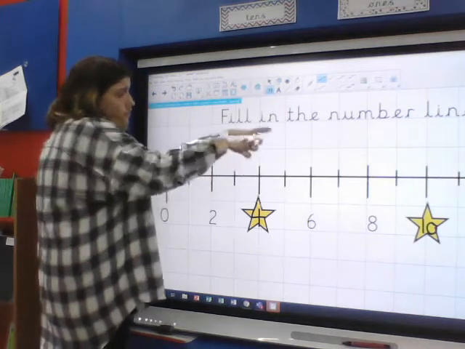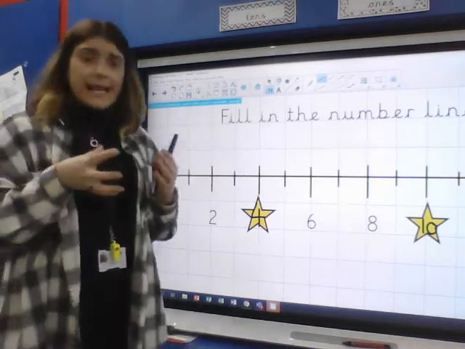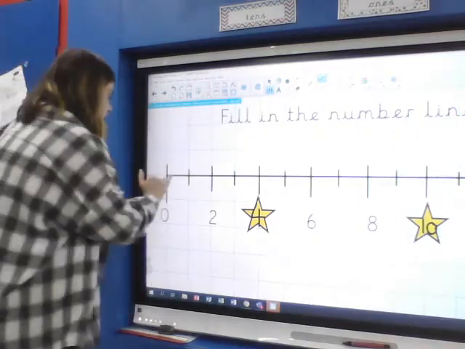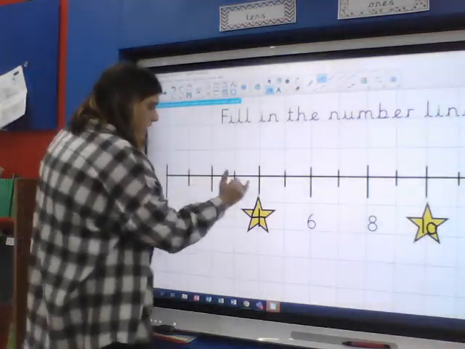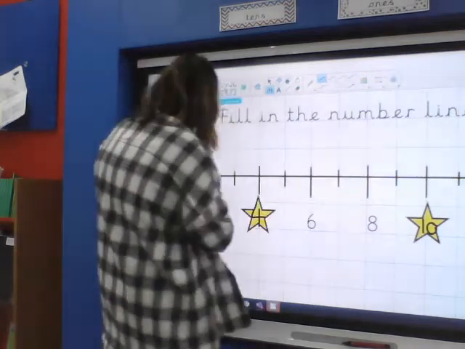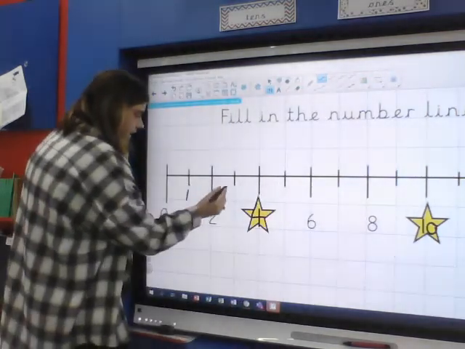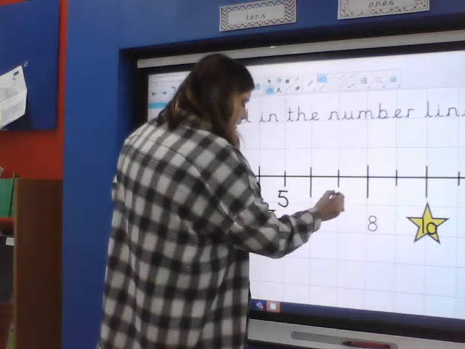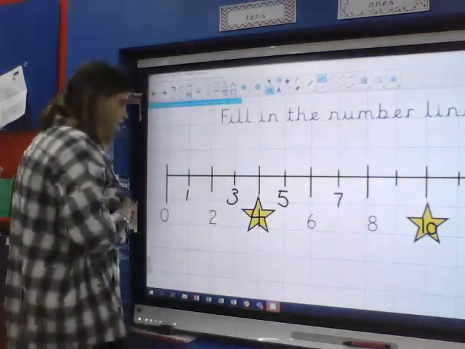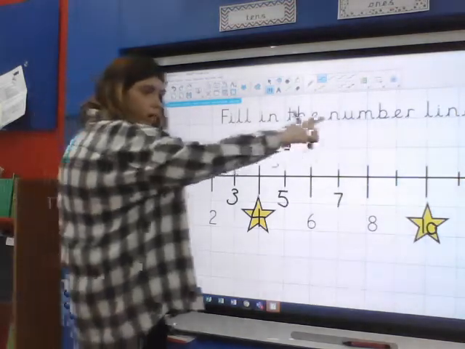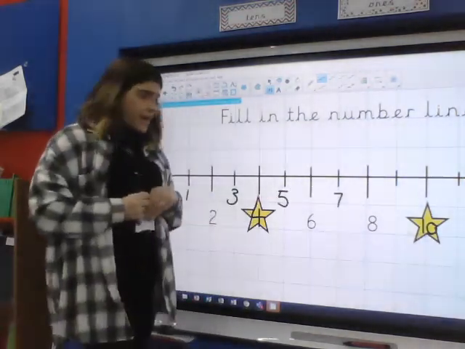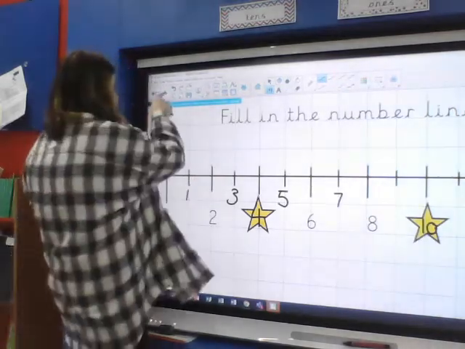Each space on the number line, on all number lines, is the same. So each space is worth exactly the same. So I have got 1 and 3 and 5 here. I just haven't written the numbers in. Okay. So this number line is going up in ones, but I've only written the multiples of 2, and then you had to find the missing number.